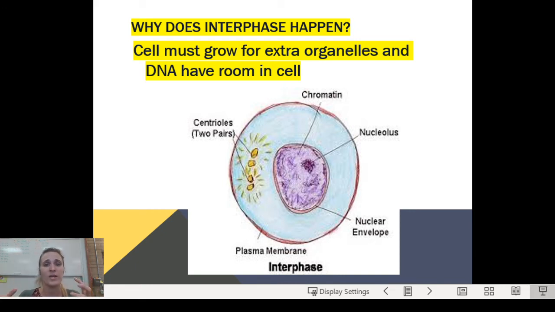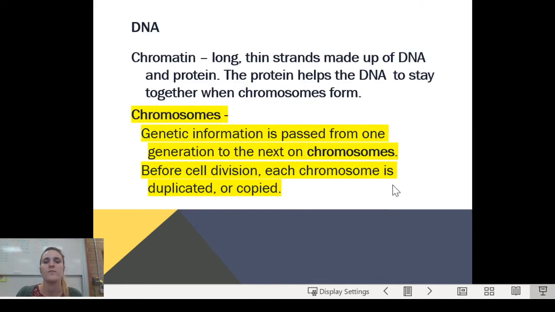So you need enough organelles and DNA to make 2 cells, okay? So during interphase, you're making all this stuff, and because you're making all this stuff, the cell has to get bigger in order to accommodate all of those things, okay?